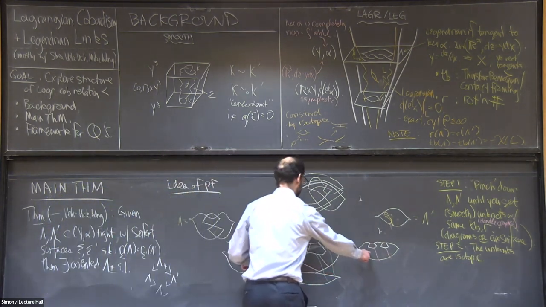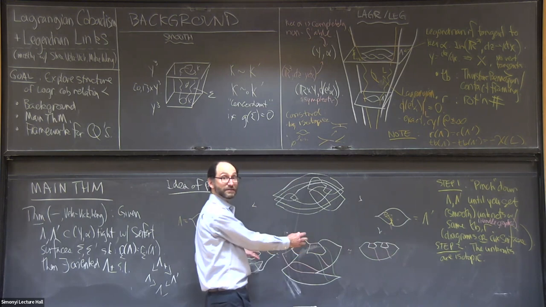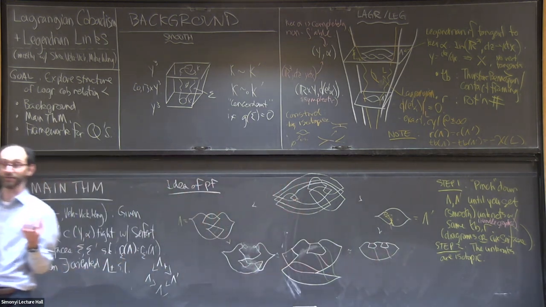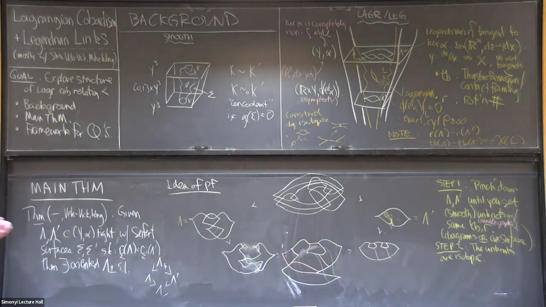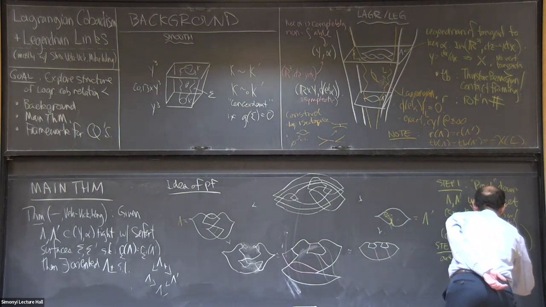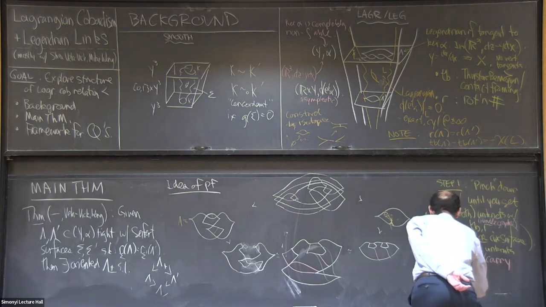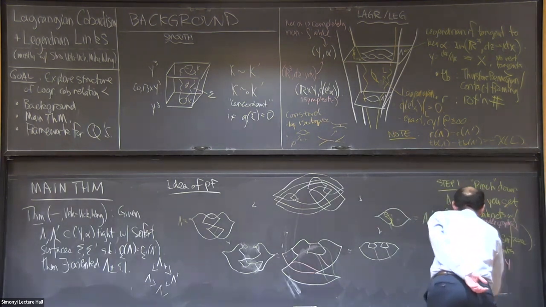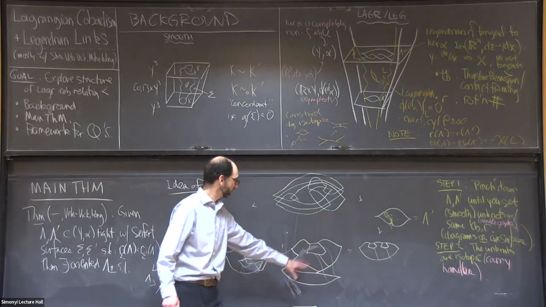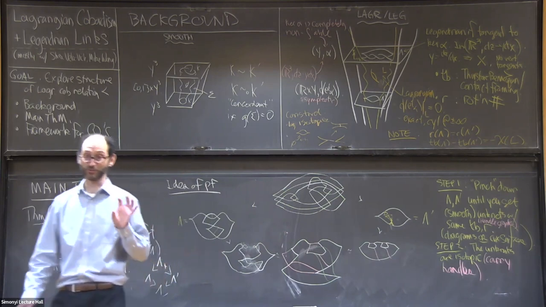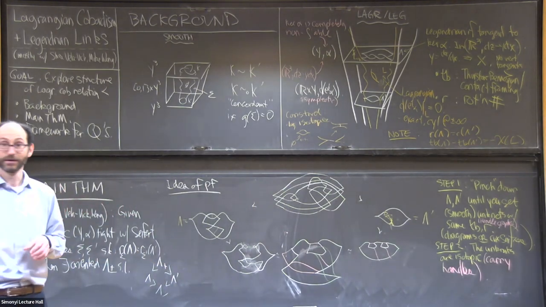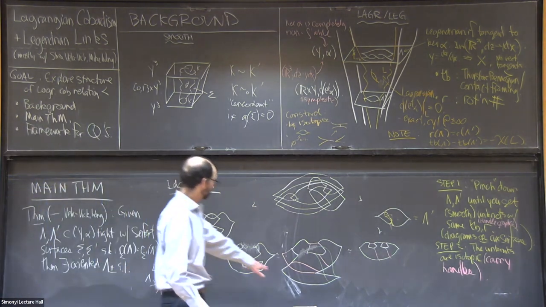Since these two are isotopic, there's an ambient contact isotopy that takes this to this, and I just carry the handles with it. So I carry the handles with it, and I get some unknot with a bunch of cores of one handles just sitting on it. Okay. All right, so this is my min.